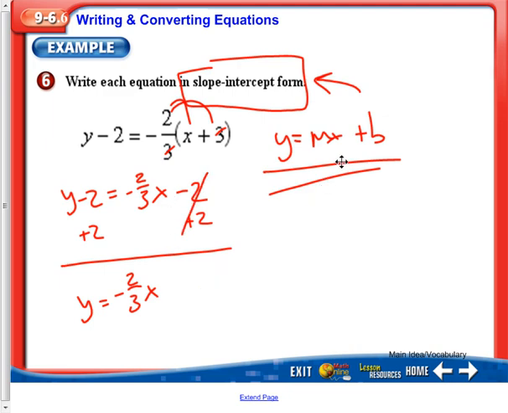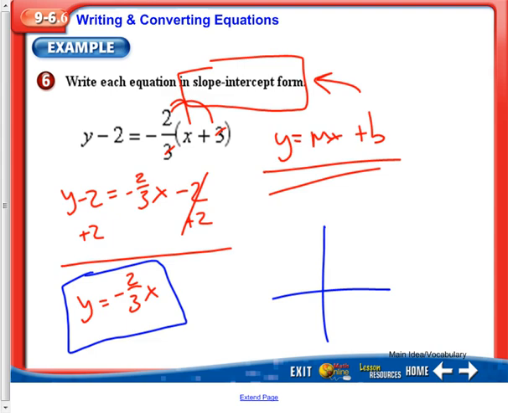Now, do I have it in slope-intercept form? y equals -2/3 x. I could write plus 0, but we know that in slope-intercept form you don't have to write plus 0. So this is going to be my final answer. I don't have to write anything else. Now where is this line crossing the y-axis? Right at the origin, right at 0. So it's going to start at the origin, just like this.